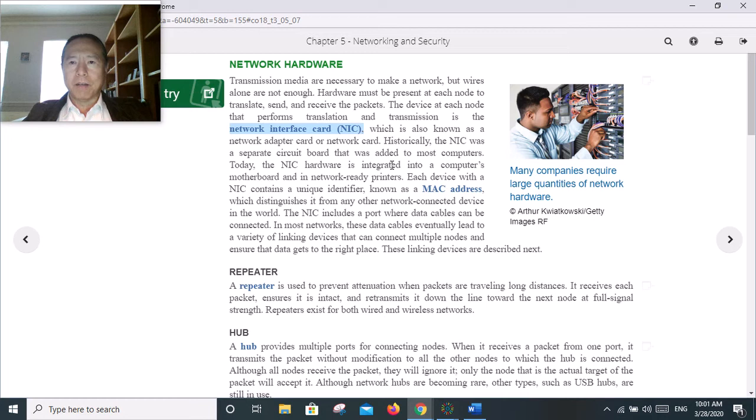And besides the VIN number, what else do you have? You have a license plate number. The license plate number you can change, but the VIN number you cannot change. That's your engine number, that comes with the car.